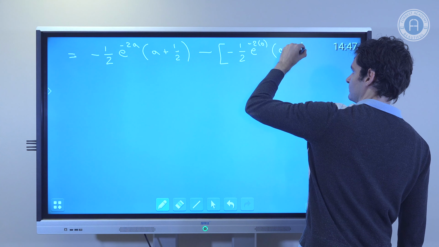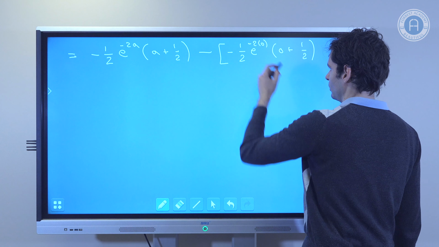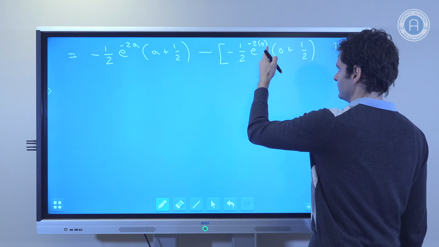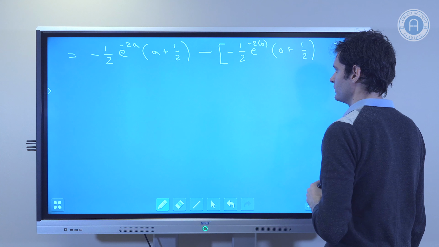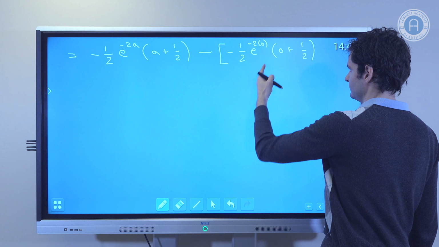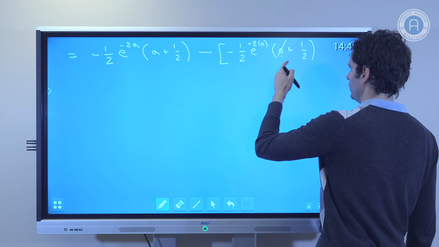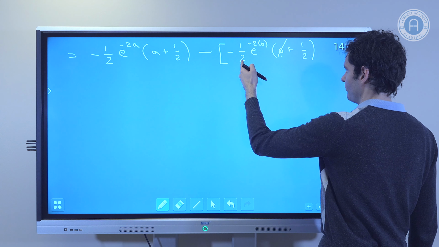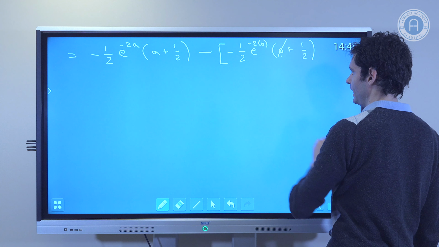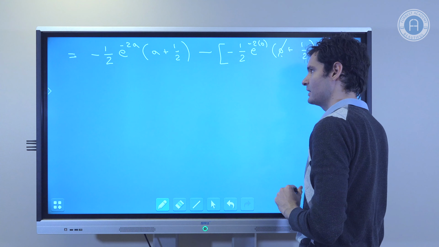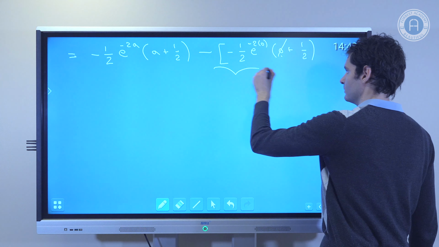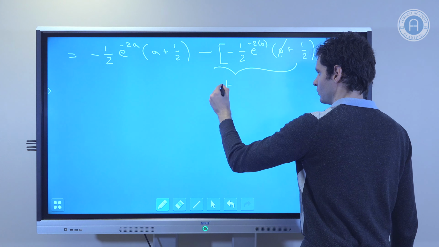Okay, so let's simplify this. When you look at the lower limit, e to the power of 0 is just 1. There's a 0 here, so that term is gone. So we only have minus 1/2 multiplied by 1/2. There's a minus sitting outside of this, so all of this term becomes 1/4.